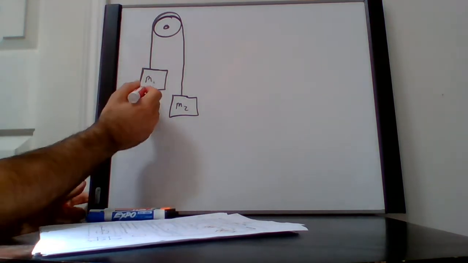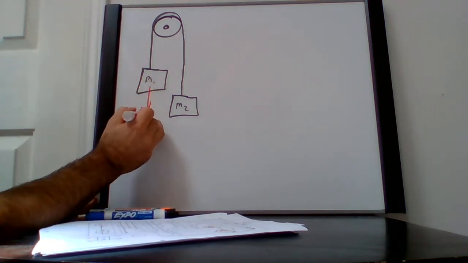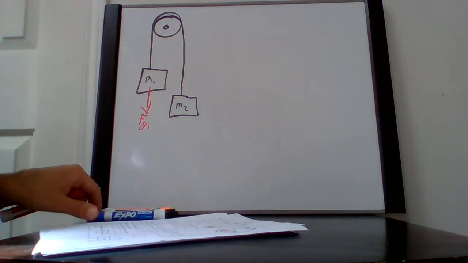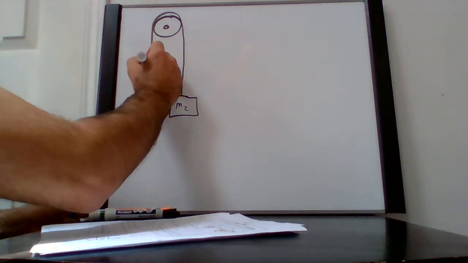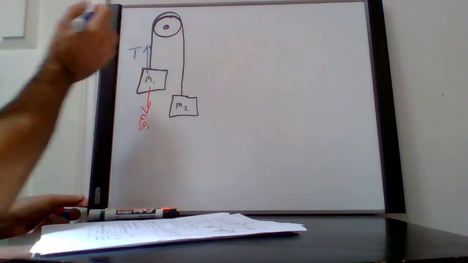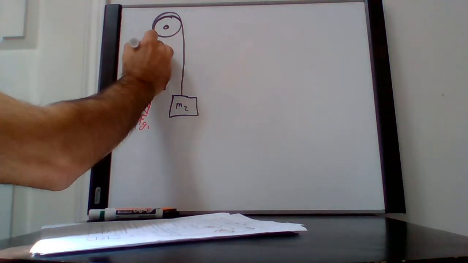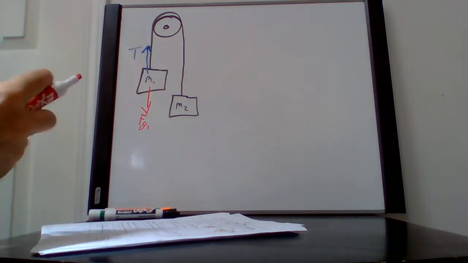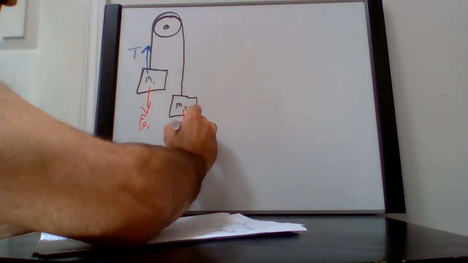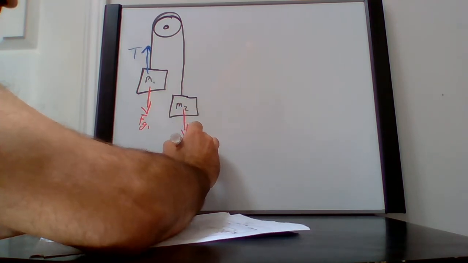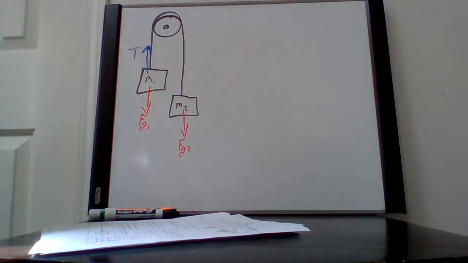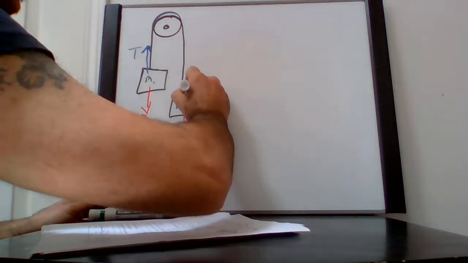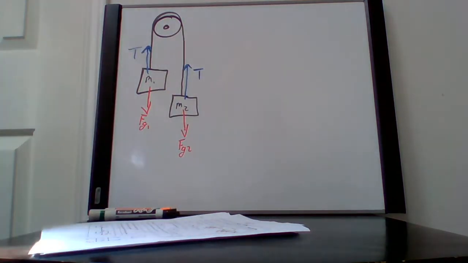Let's see what we've got here. For M1, we have the force of gravity pulling it down. Since it's attached to this rope, we have tension pulling this one up. Those are the only two forces acting on M1. When we look at M2, we see something similar. We have the force of gravity pulling it down, so Fg2, and then this mass is being held up by this rope, so we have tension going in that direction.